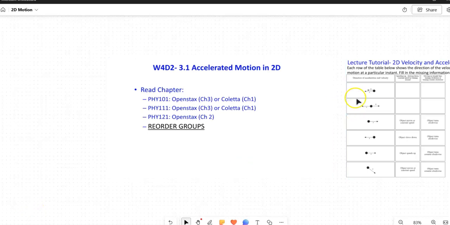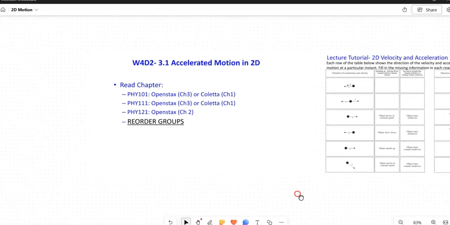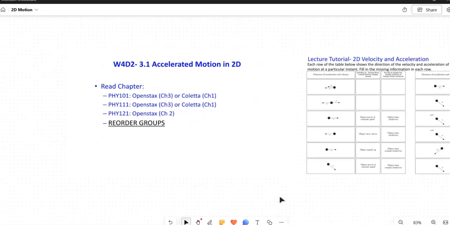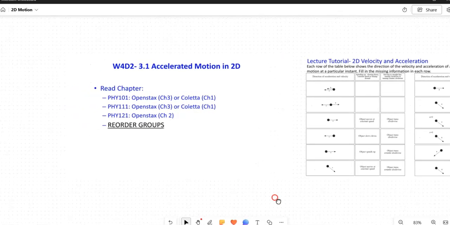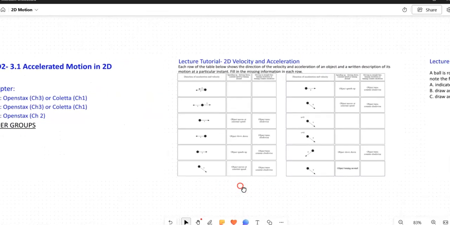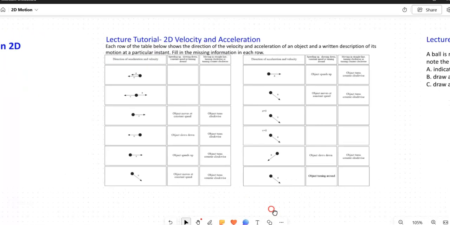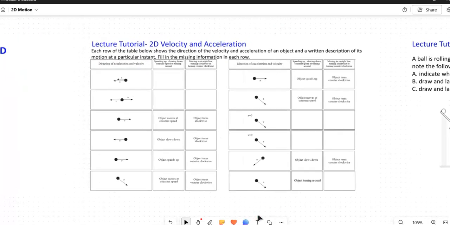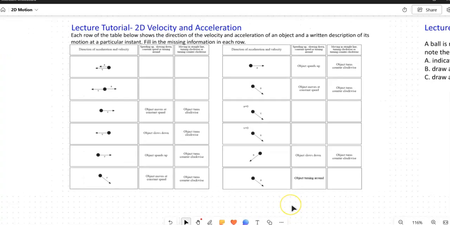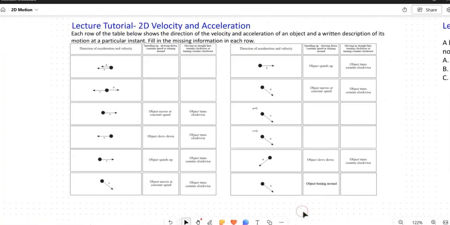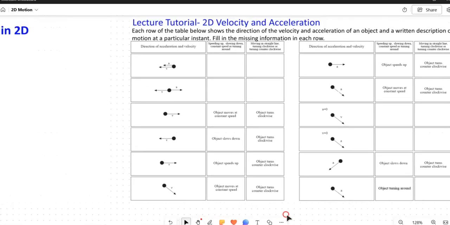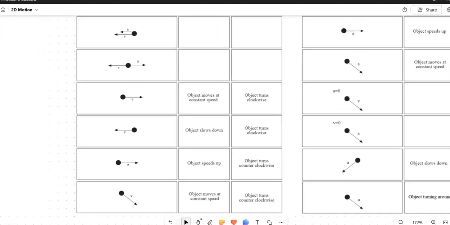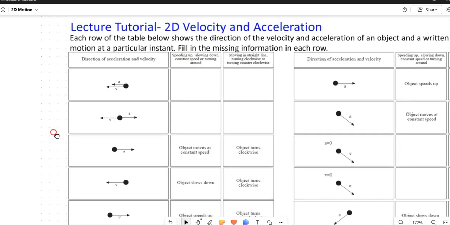We are continuing on with accelerated motion in 2 dimensions. If you haven't done the readings, please do so. This first part is basically lecture tutorials, but they do help you understand accelerated motion in 2 dimensions. We're not going to do all of them. We'll do a couple of them.